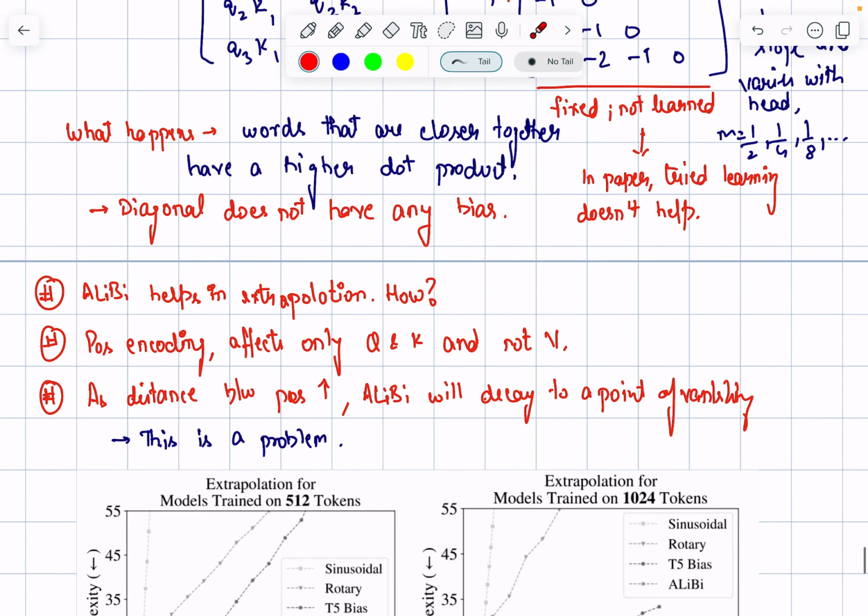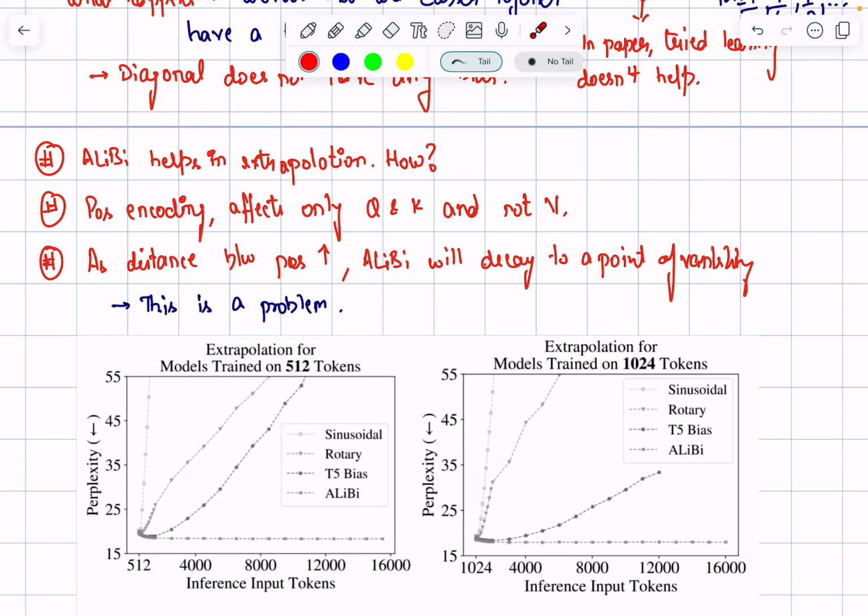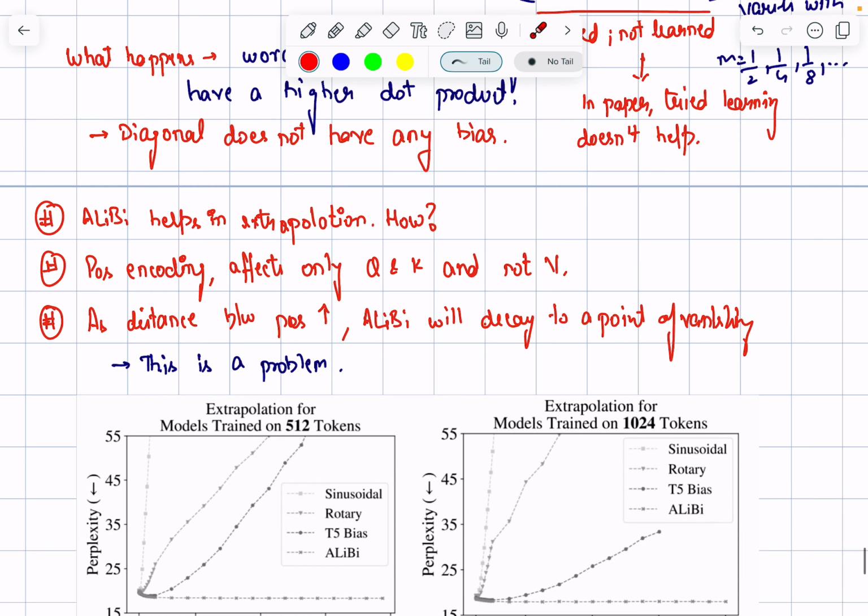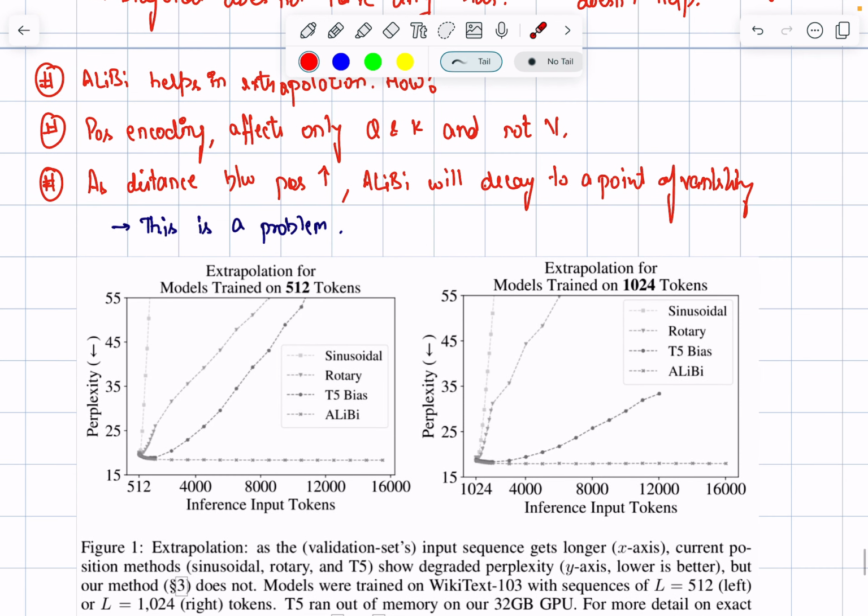There are certain questions that we would like to answer here. First, ALiBi helps in extrapolation. How does it do that? Second, we note that positional encoding only affects the q and k and not the value vector. So what you are essentially doing is treating the value vector of a particular token independent of the position it is located at. As the distance between positions increases, ALiBi will decay to a point of vanishing, which is a problem, right? Because then you may have long range dependencies between yourself.